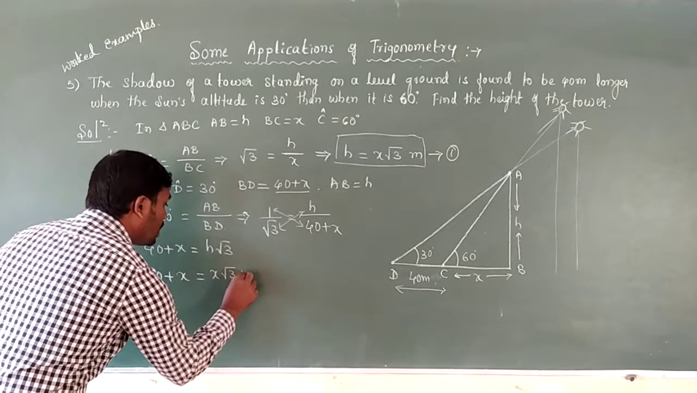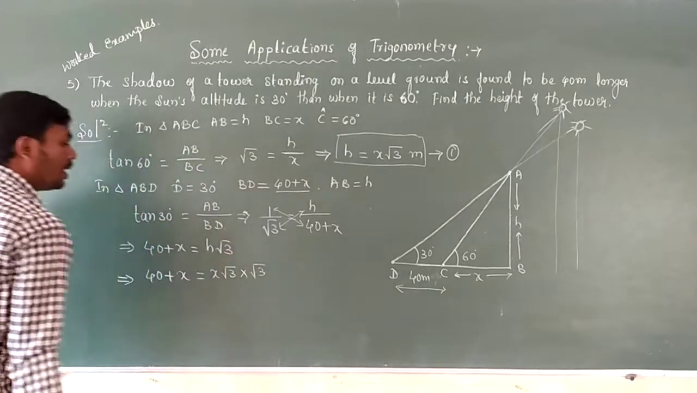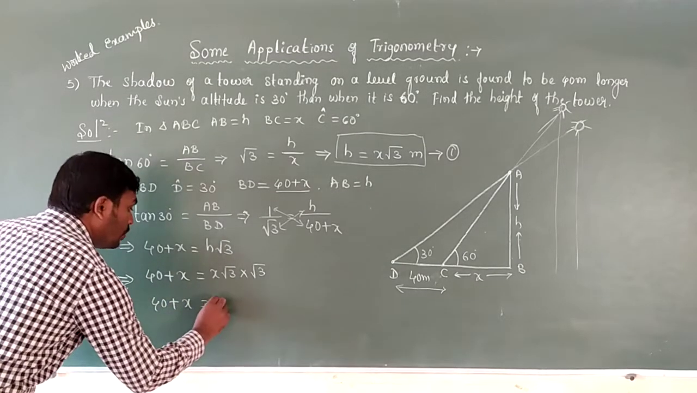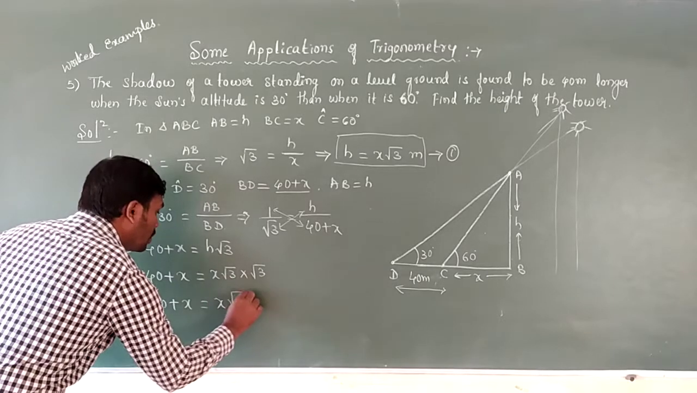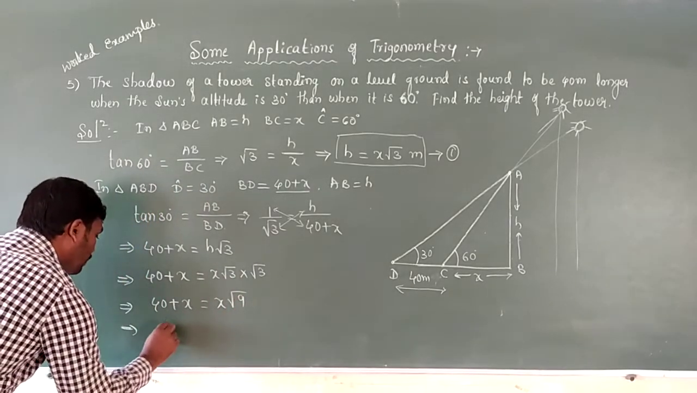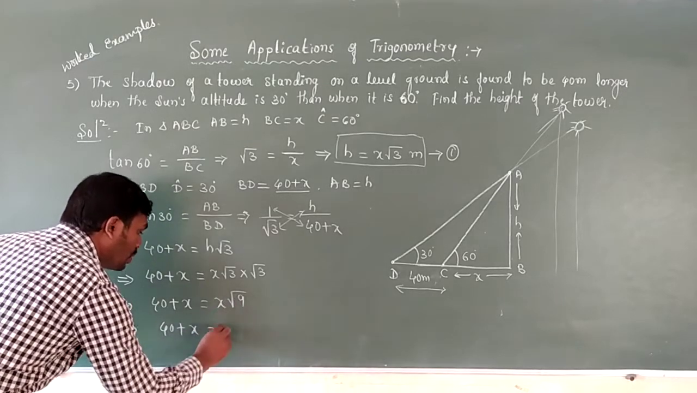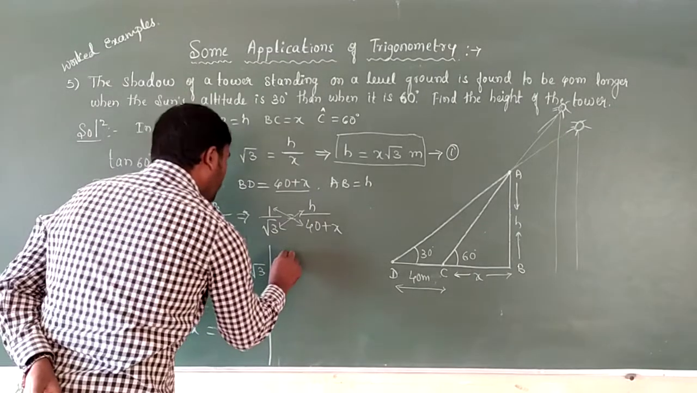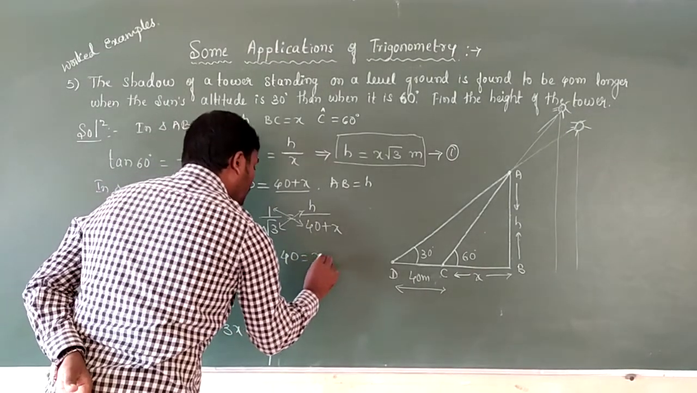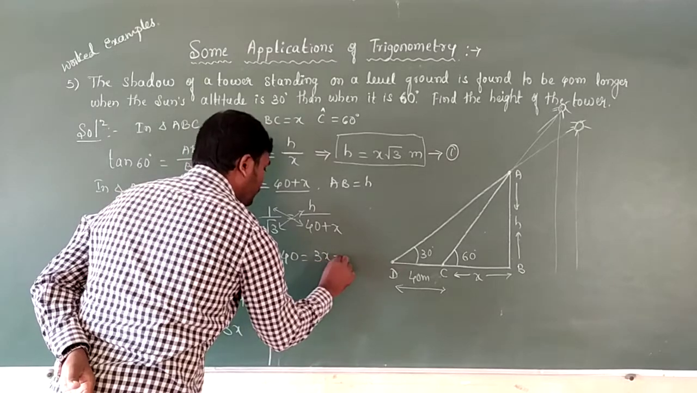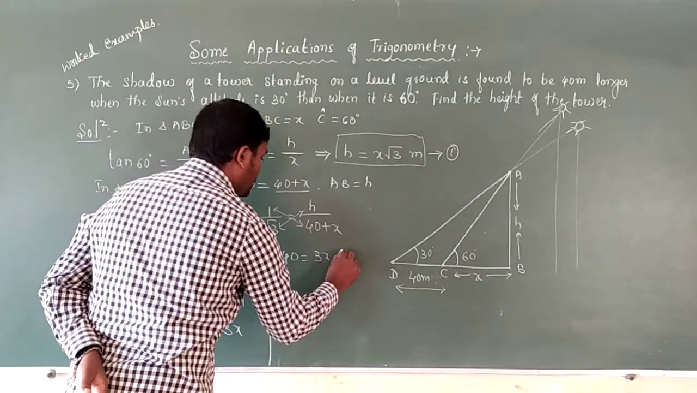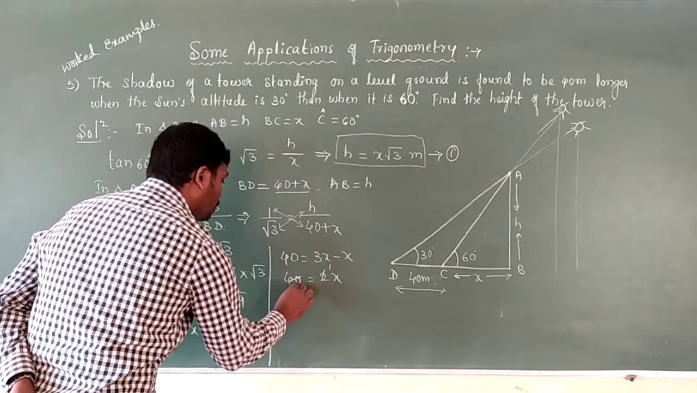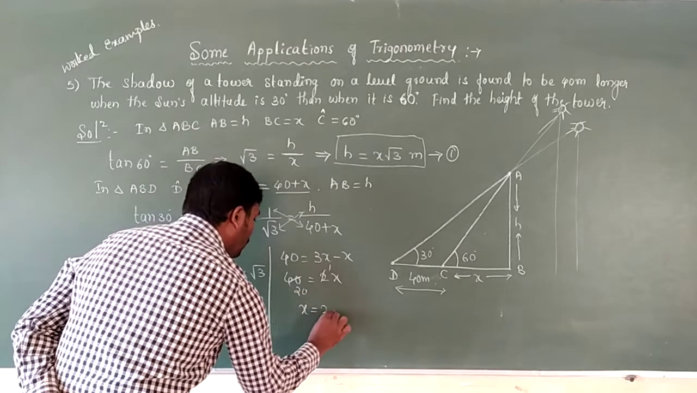X root 3 into root 3. So this implies 40 plus x is equal to x root 3 into root 3, which is root 9. So 40 plus x is equal to root 9, which is 3, so 3x. So this implies 40 is equal to 3x minus x. Take this x on this side, it becomes minus x. So 40 is equal to 2x, so x is equal to 20 meter.